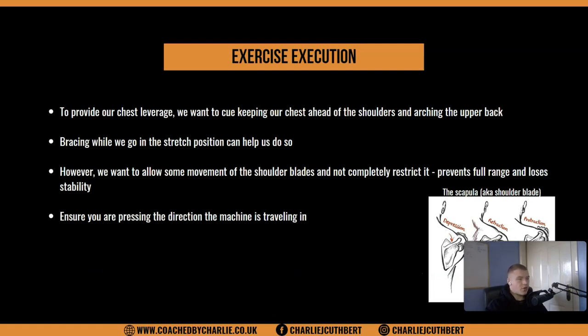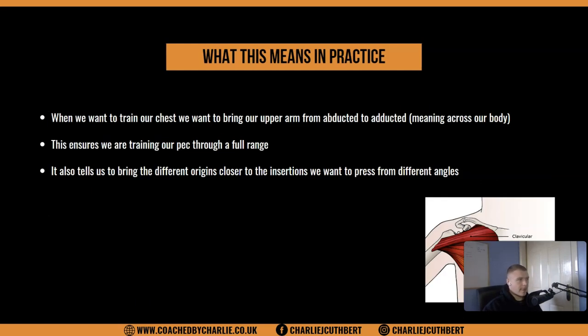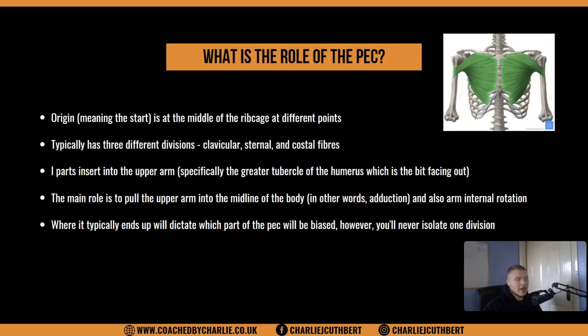And when it comes to execution on pressing movements, what we want to do is keep our chest ahead of our shoulders. It gives our chest leverage and makes our chest be in a better position to work. Because if you think about the role of the chest, as we went over, it attaches onto the upper arm, right? So if we're pressing and our upper arm is right in line with our torso, where does it want to pull the upper arm? This direction. So if we're pressing the machine up, the upper arm's not really going to be in a good position to have a lot of leverage.